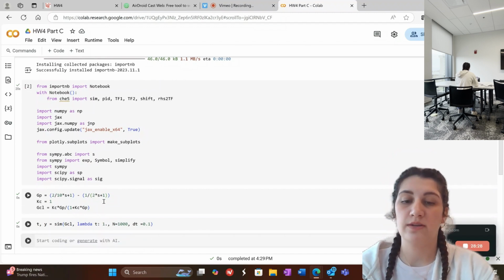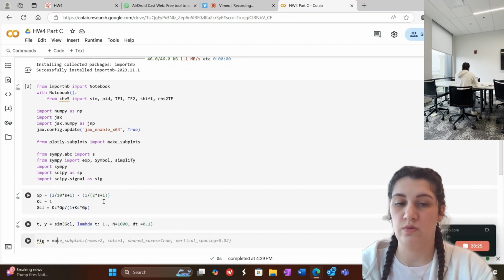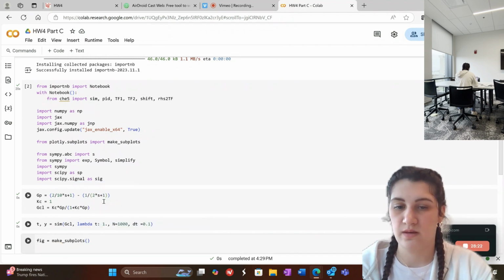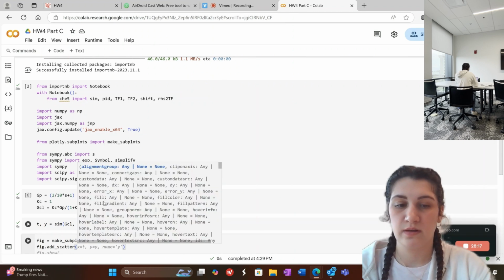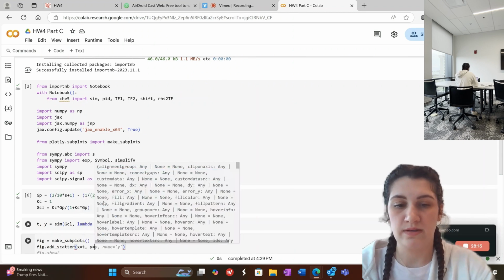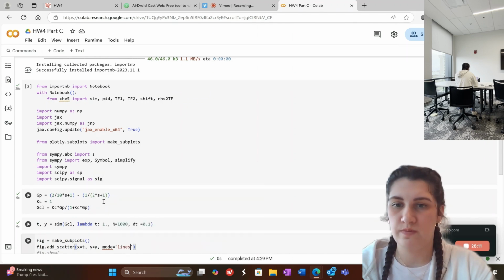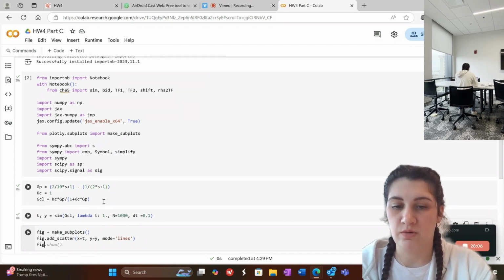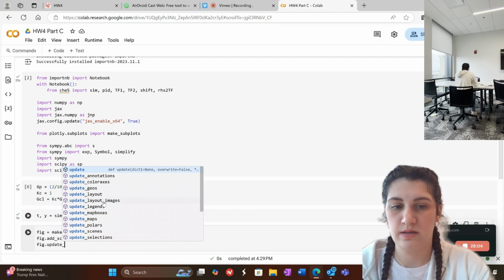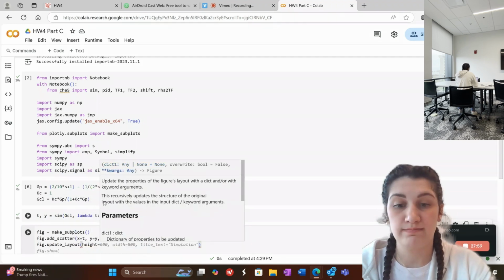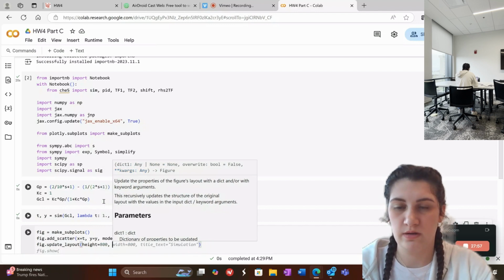Now we can plot, so fig is equal to make underscore subplots. Fig dot add scatter, x is equal to t, y is equal to y, and mode is equal to lines. Then I'm just going to update the layout so it looks pretty.